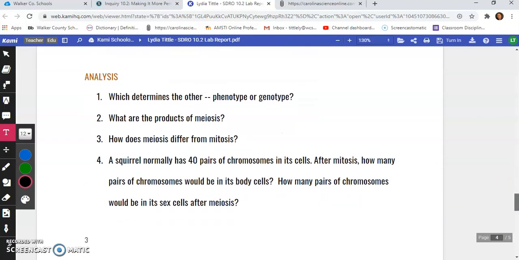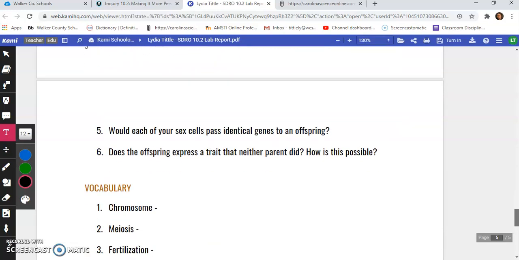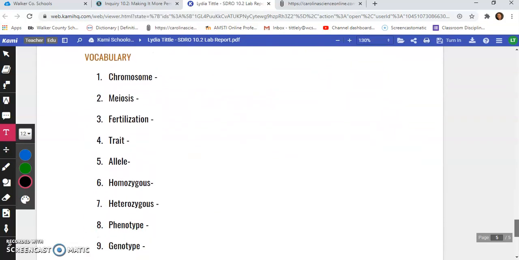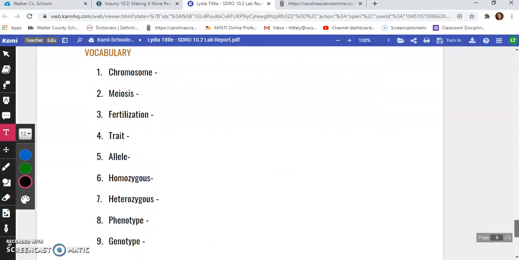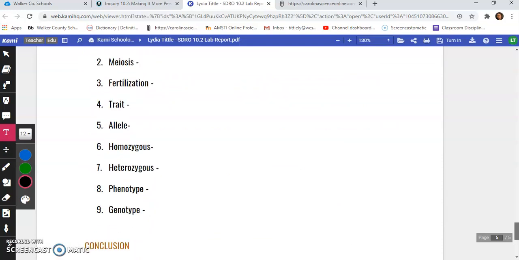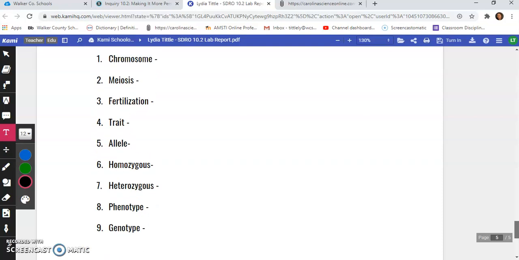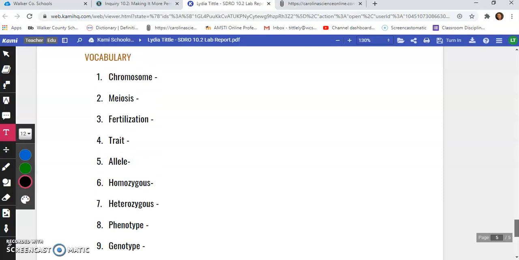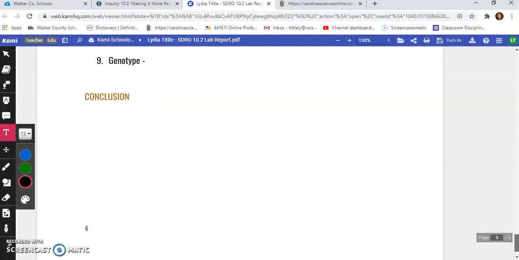Okay, if we scroll on down, you have a few analysis questions. And then you have your vocabulary words that you can look up in the glossary in the back of the book. If they happen to not be in the glossary, then you do have permission to look them up online, but please make sure that any definition you choose is appropriate to use for this lab and applies to the concepts taught in this lab today.